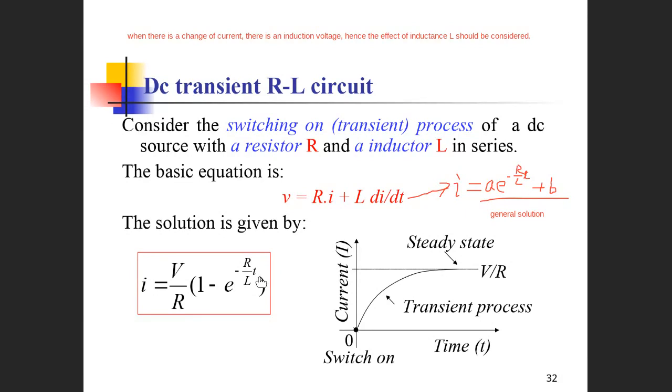When t equal to 0, e power 0 is 1, 1 minus 1 is 0. So the current when t equal to 0 is zero.